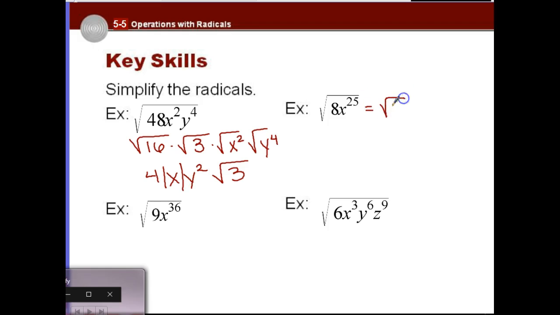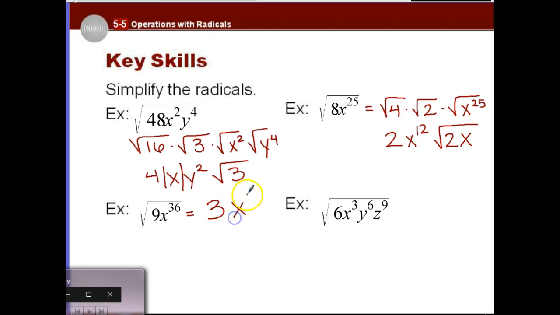Okay, 8 is 4 and 2. Square root of 4 is 2. 25 divided by 2 is odd. So it's like 24 divided by 2, which is 12. So that means the 2 and an x stay underneath. Square root of 9 is 3. 36 divided by 2 is 18. Even, no absolute values, guys.